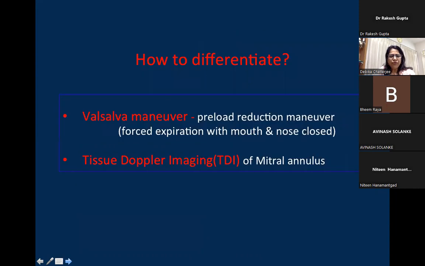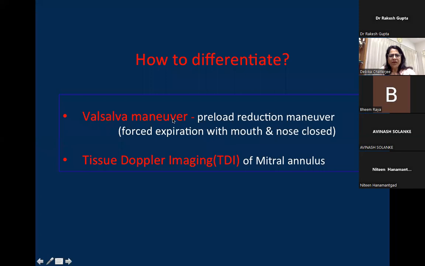So there are two methods to differentiate. One is the Valsalva maneuver, where we ask the patient to do the forced expiration with closed mouth and nose. That reduces the preload, and that impaired relaxation pattern is unmasked. And another is tissue Doppler imaging of the mitral annulus.